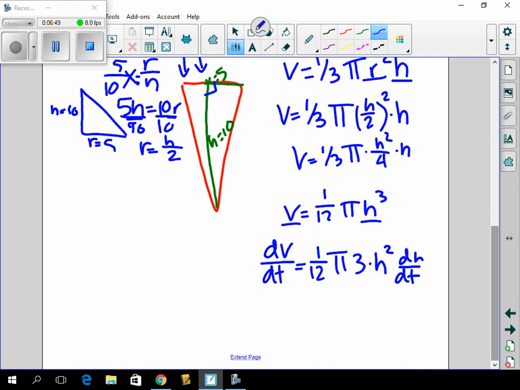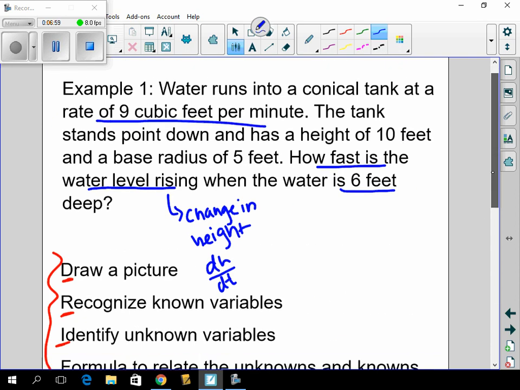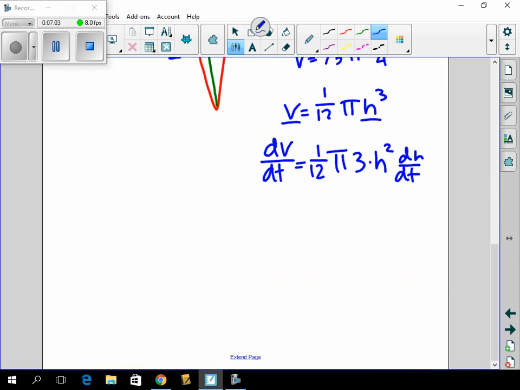So all I'm going to do is plug in what I know. So it told me up here, water is running into the tank at a rate of 9 cubic feet per minute. Cubic feet, that's my volume. So I'm going to plug in 9 for dV/dt equals 1/12 pi times 3, and then I'm looking at where that height is 6, times dh dt.